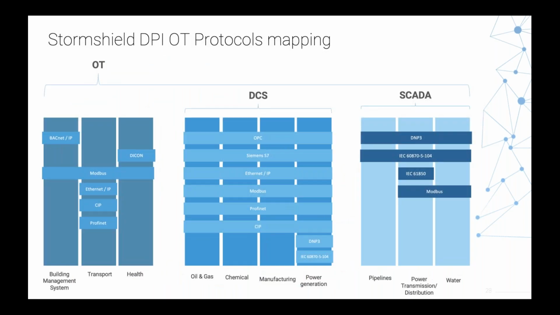And this is also a very high level view of some protocols that we provide DPI protection for. You can see it's a full OT, so it includes the industrial part, the ICS, which is the DCS and SCADA, and also includes non-industrial protocols such as building management systems or the health vertical. All these protocols and others as well, we provide deep packet inspection, DPI, for them in the way that has been explained to you.